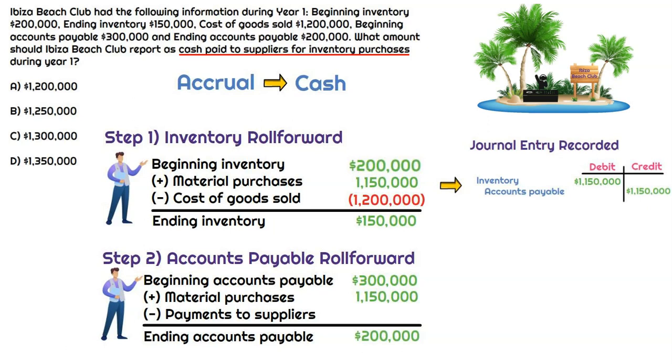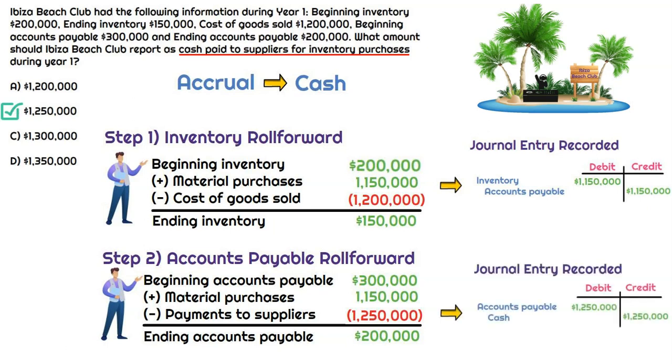So there's different ways you can solve for the payments to suppliers, but the easiest way to do this is just take the beginning accounts payable balance, add in material purchases, and that takes us up to $1,450,000. And then if we have to get down to ending accounts payable of $200,000, well, we know that's going to be a decrease of $1,250,000. So $1,250,000 is going to be the correct answer. And real quick, look at the journal entry. That is what we would record when we actually pay our suppliers. We're removing the liability, which is a debit to accounts payable, and then there's that credit to cash for the same amount because it's a cash outflow.